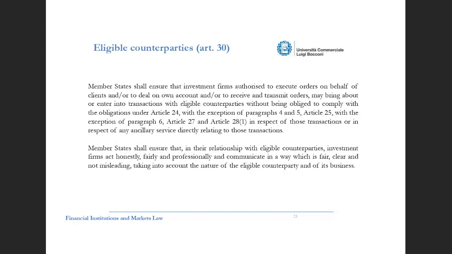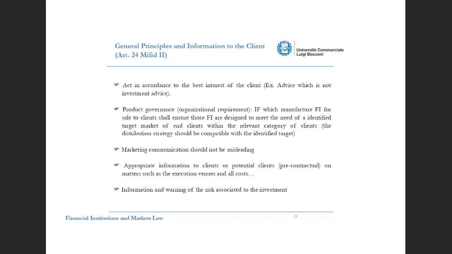Eligible counterparties. We have already talked about this, so I will skip this slide. And let's move to another topic.